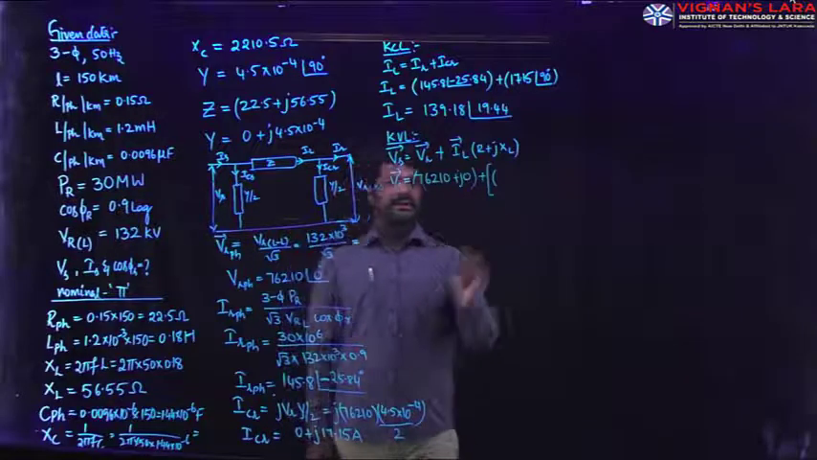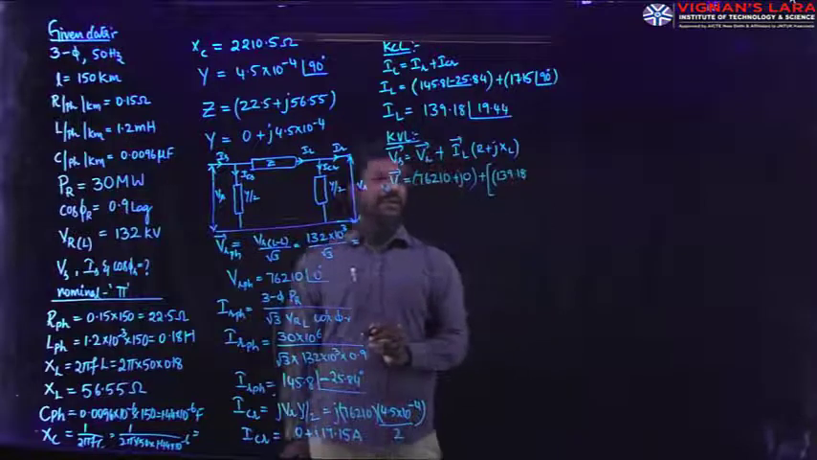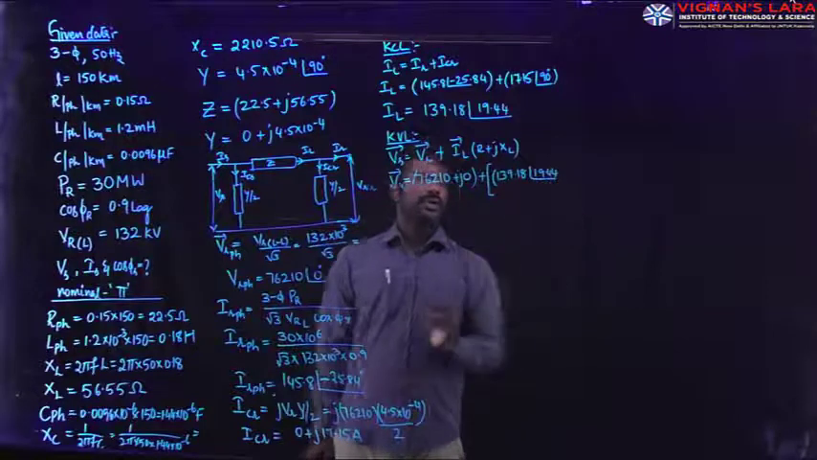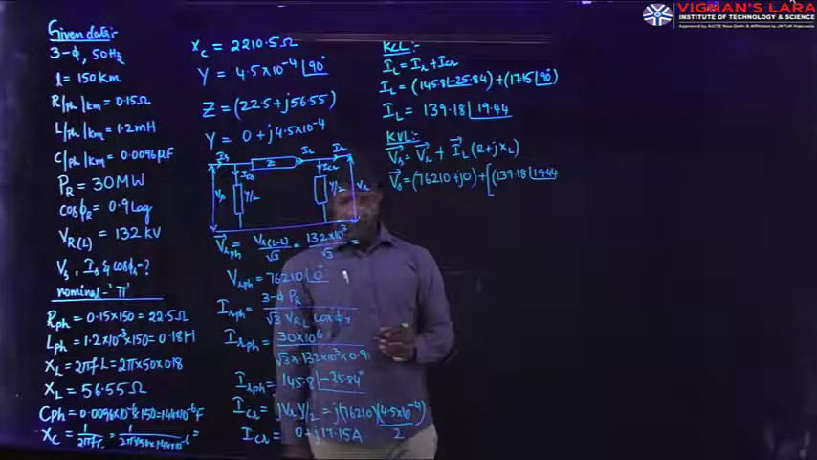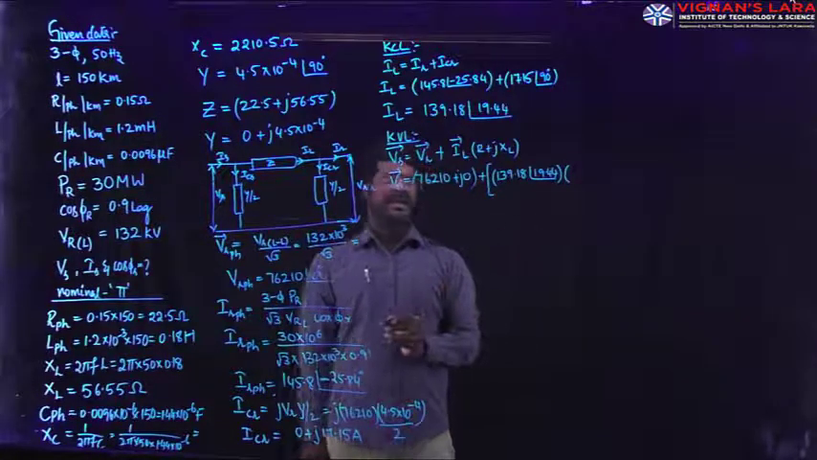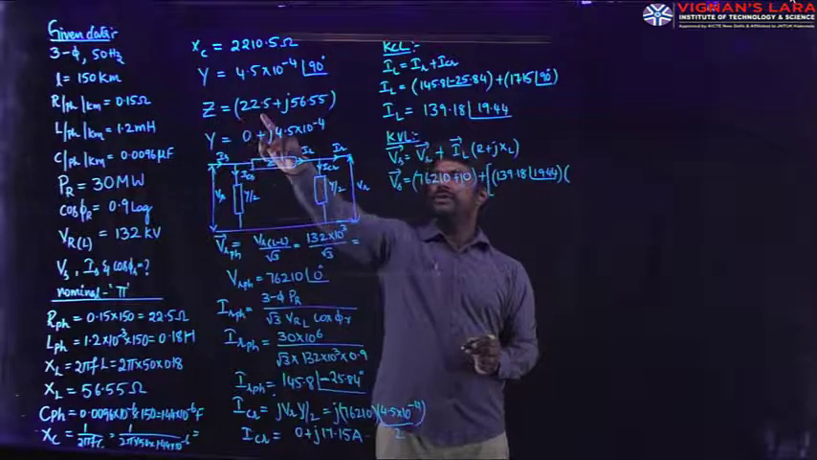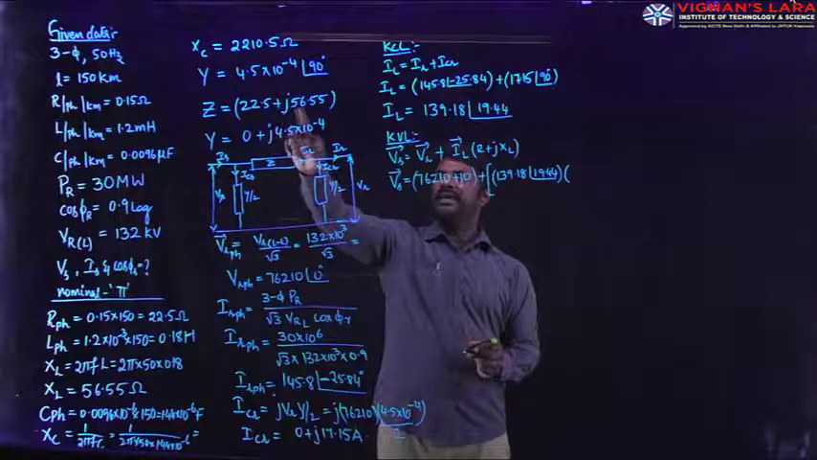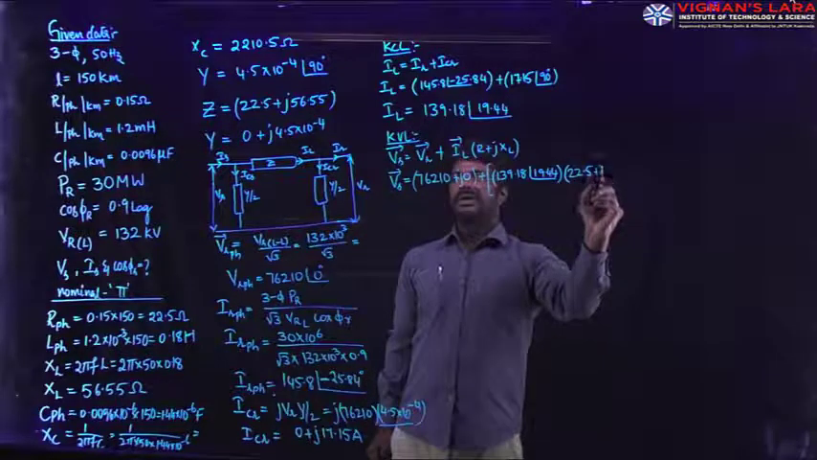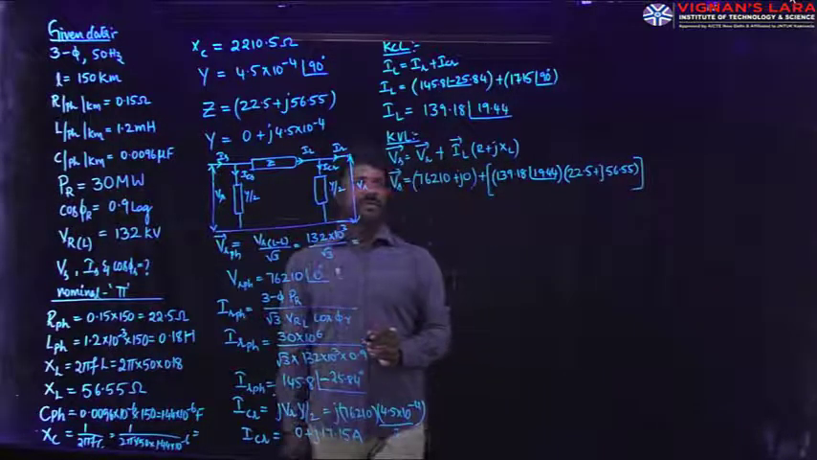The IL is a phasor current in polar representation with magnitude 139.18 amperes, which makes an angle of 19.44. This much amount of IL is to be multiplied with the entire impedance of the network. What is the entire impedance of the network? Z value, which is equal to 22.5 plus J XL 56.55. That is written here. Yes, substitution of all the values, we got it.